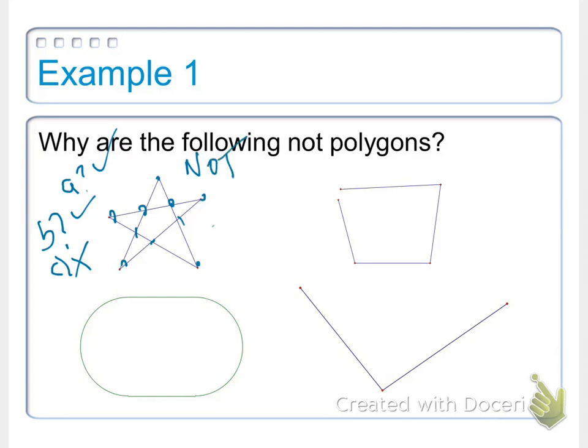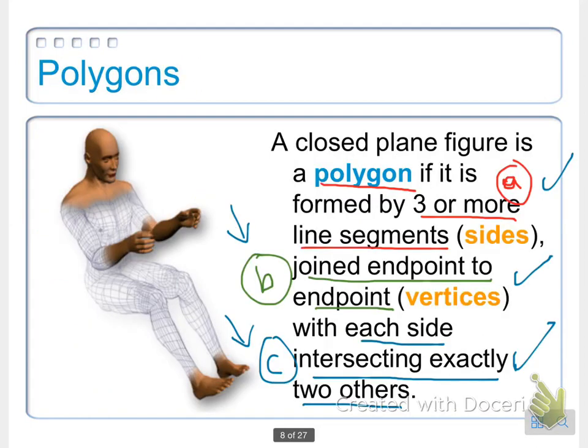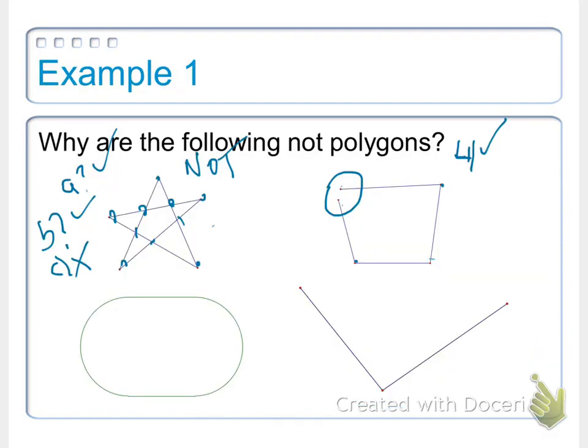Let's do the same kind of thinking. Well, it's 3 or more. Yes, I've got 4 here, so it's okay. They intersect at endpoints, except for the last 2. They're not. It's not closed. It's open. Okay, so it fails part B. Joined endpoint to endpoint. It's not joined endpoint to endpoint. So not a polygon.